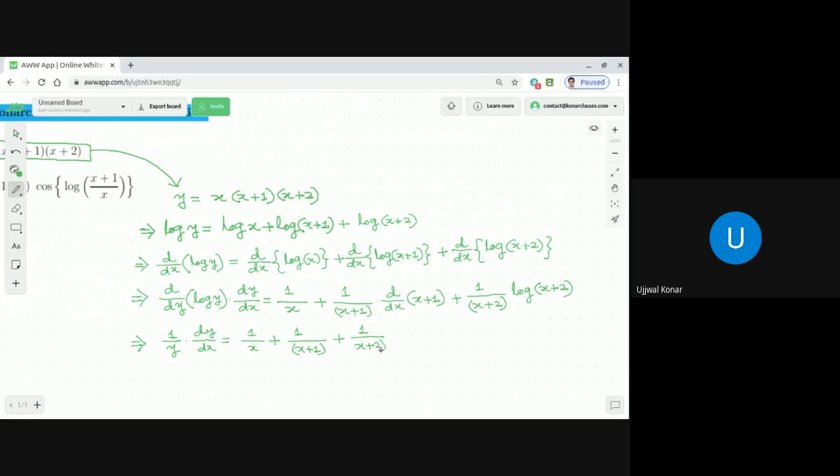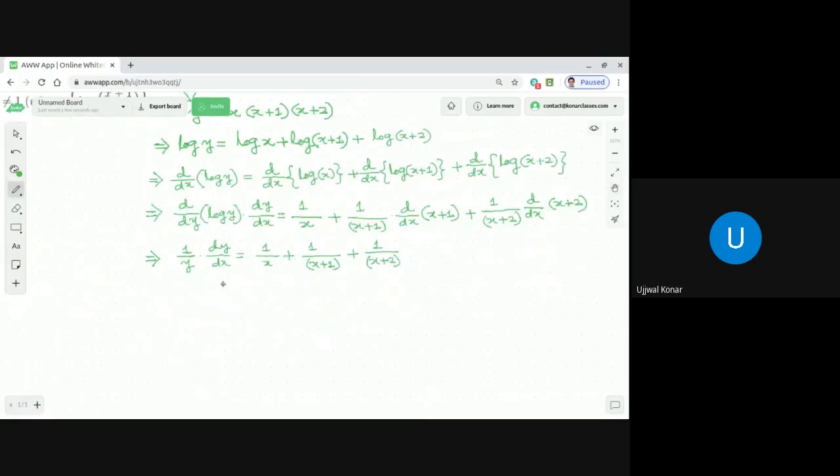In the same manner, d/dx of x plus 2, sorry, there is a mistake I have made. d/dx of x plus 2 is also 1, because d/dx of x plus 2 is nothing but d/dx of x plus d/dx of 2. d/dx of x is 1, d/dx of 2 is 0. Correct or not?